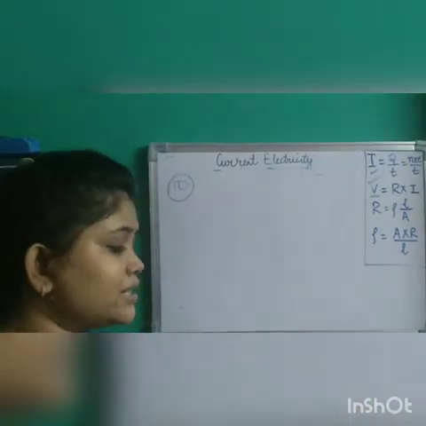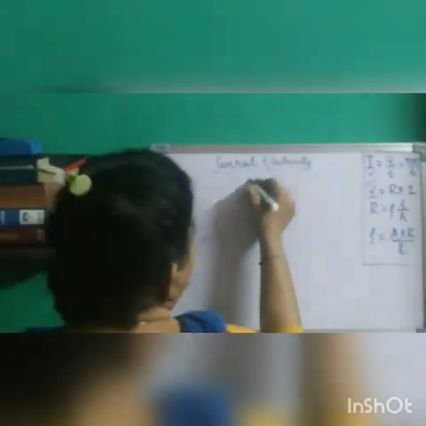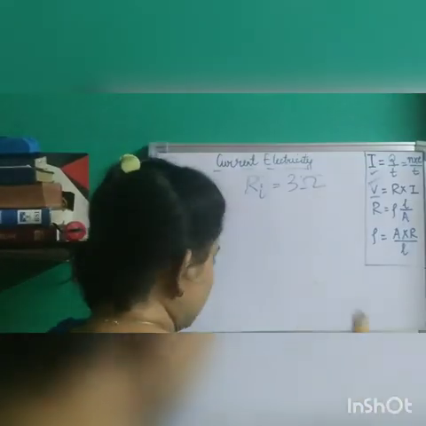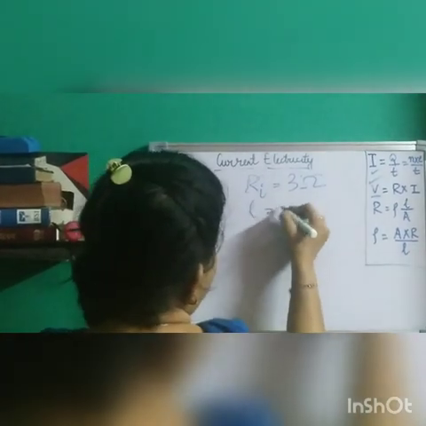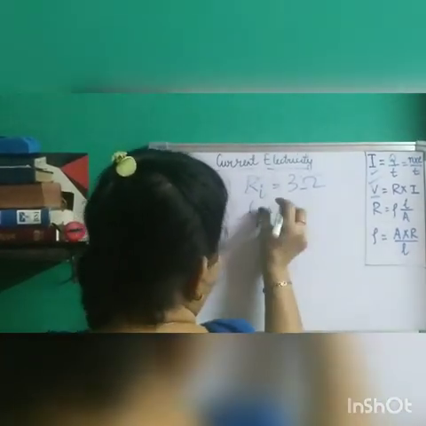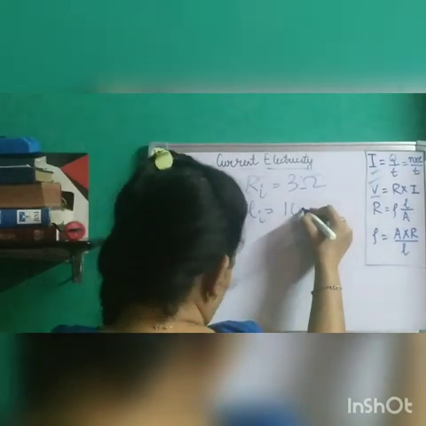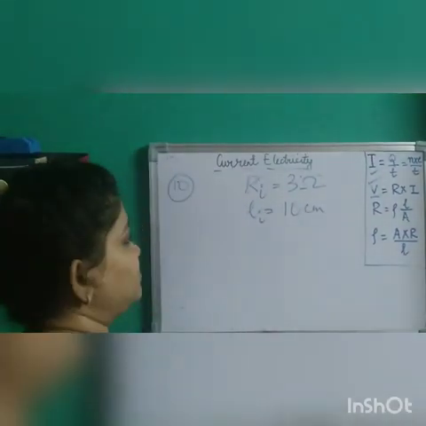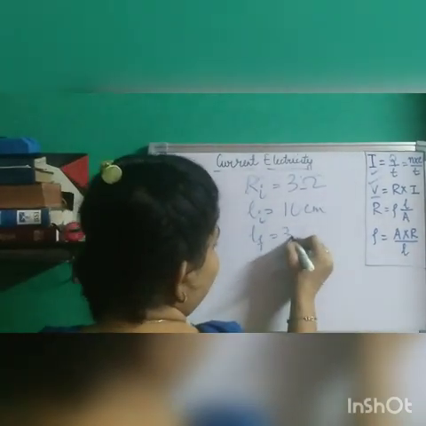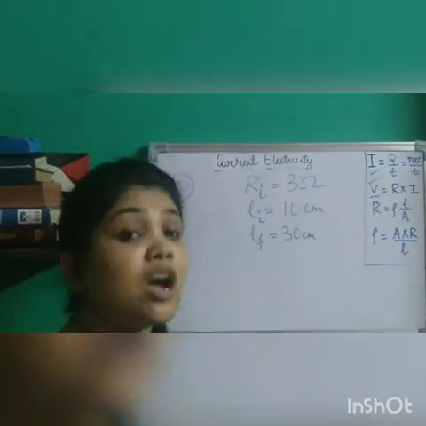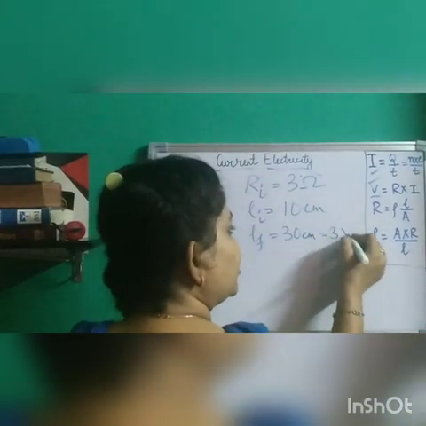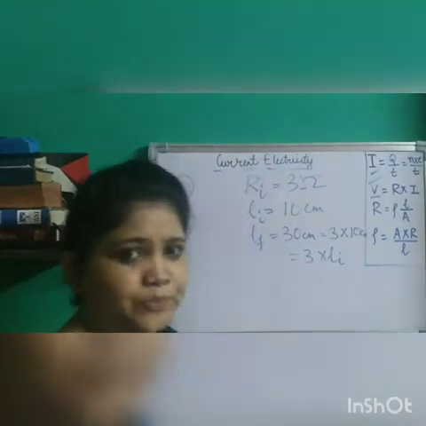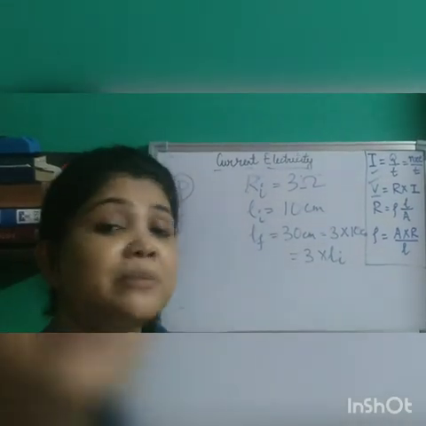A wire of resistance 3 ohms. So Ri is given as 3 ohms. And length 10 centimeter, so Li is given as 10 centimeter. It is stretched to length 30 centimeter. That means Lf is 30 centimeter. So 30 centimeter we can write easily as 3 into 10 centimeter, that means 3 into Li. Right? 30 centimeter means it is becoming thrice the length.